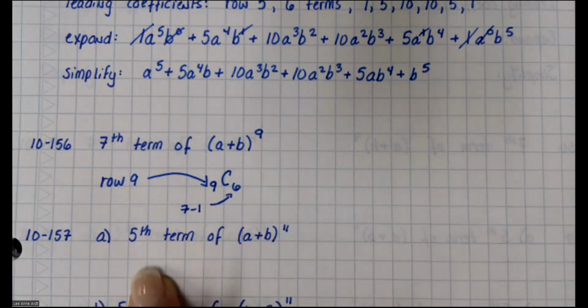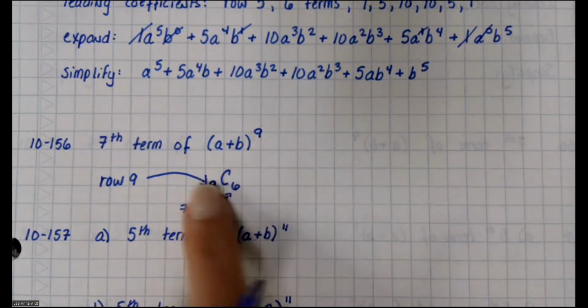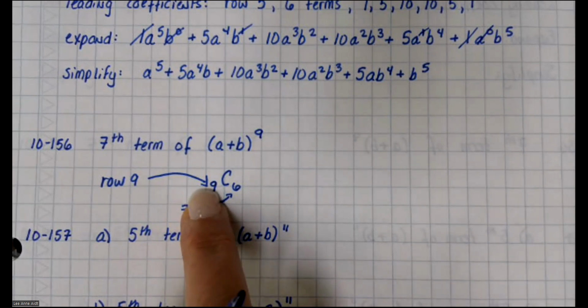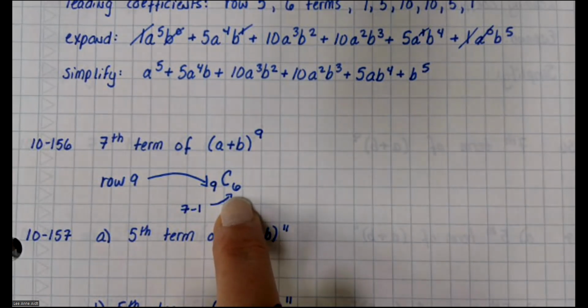Next pattern I want you to notice. So this is going to be leading coefficient 9 combination 6. Do you understand why it's 9? And do you see where the 6 came from? It's 6 because you have to count the 0, 1 at the beginning.